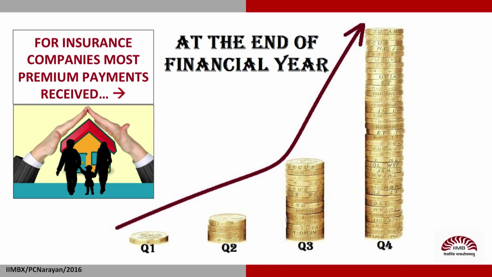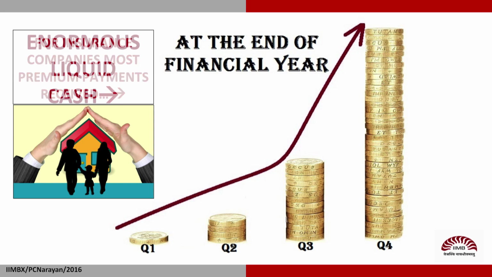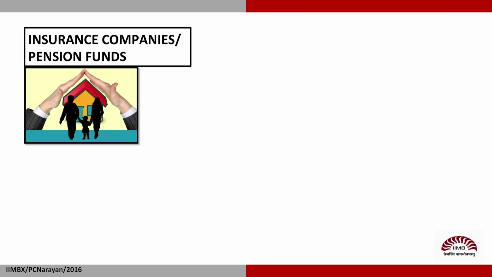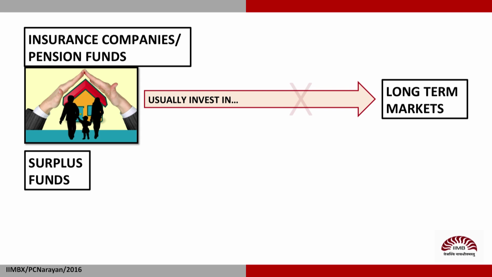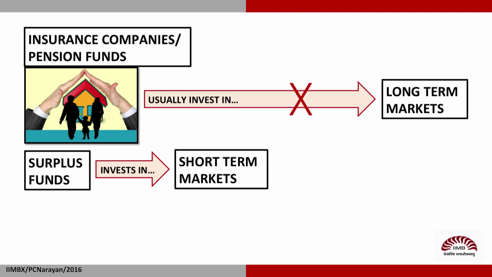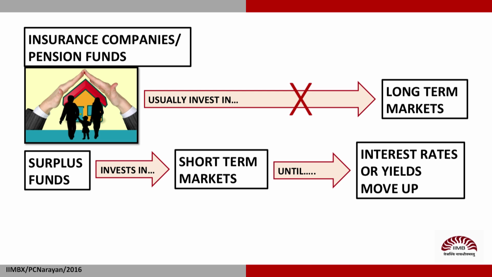So most insurance companies would therefore have an enormous amount of liquid cash with them towards the end of the financial year. Suppose interest rates and yields are not very favorable at that point in time, in which case the insurance companies tend not to invest in the long term, which is their preferred market. They would rather invest in the short term market until interest rates and yields move up, at which time they will move their investments to the long-term market.